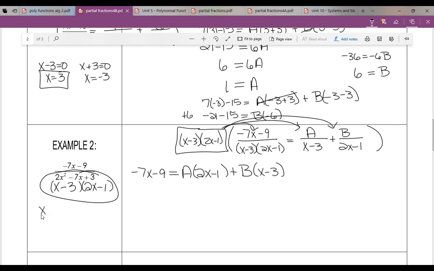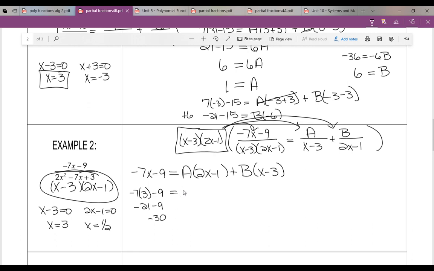Now, x minus 3 equals 0. So the first number I'm going to plug in is 3, and it's going to give me either the A or the B. And then I'm going to take 2x minus 1 equals 0. That gives me positive 1/2, and that will be the second number I plug in, and it will give me the remaining numerator. Okay, so negative 7 times 3 minus 9, that's negative 21 minus 9, which is negative 30. So the left side is done.